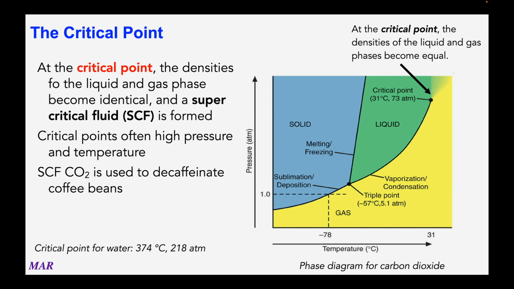And at the critical point, all the substances turn into what's called a supercritical fluid, SCF. And these supercritical fluids are just wild. It only happens usually at very high pressures and temperatures, but there are some kind of cool things. And the classic example of a critical point is for carbon dioxide. Now, carbon dioxide is nonpolar.